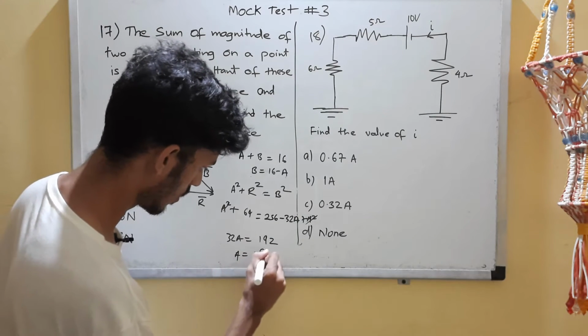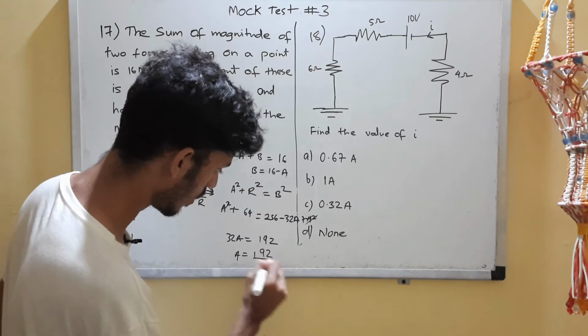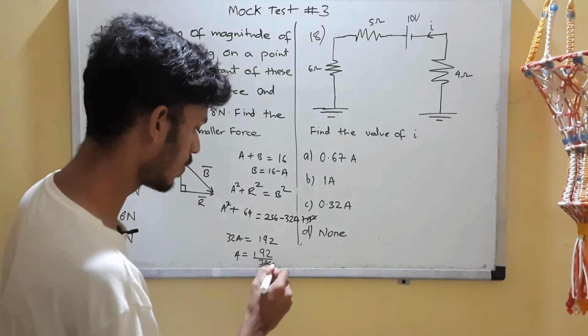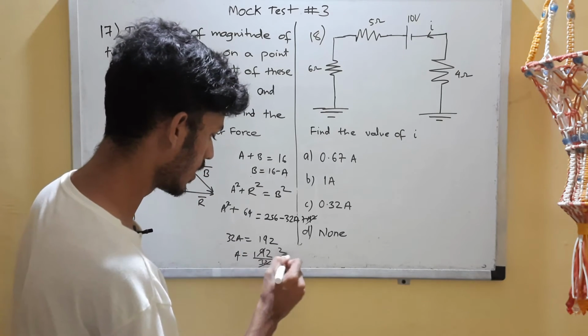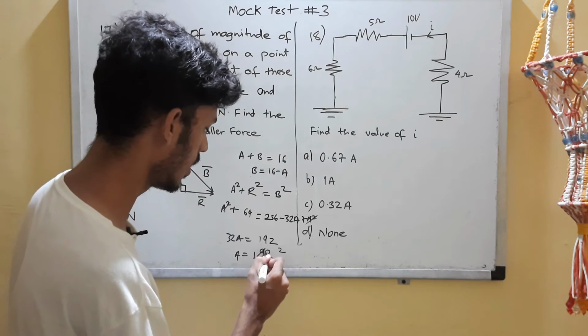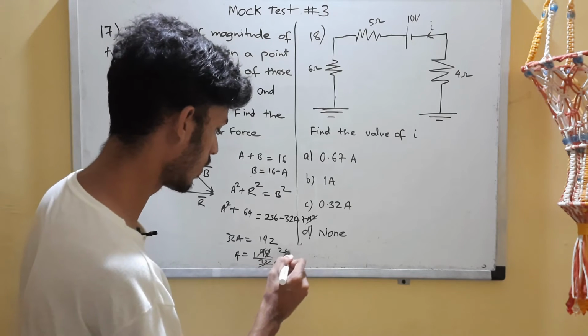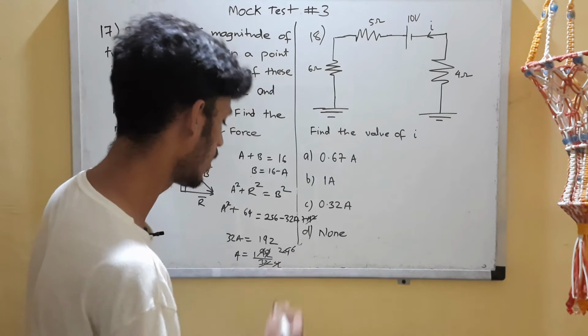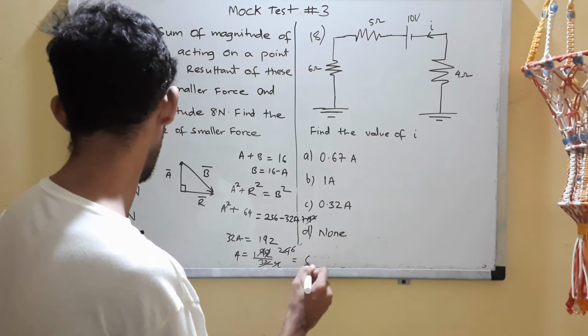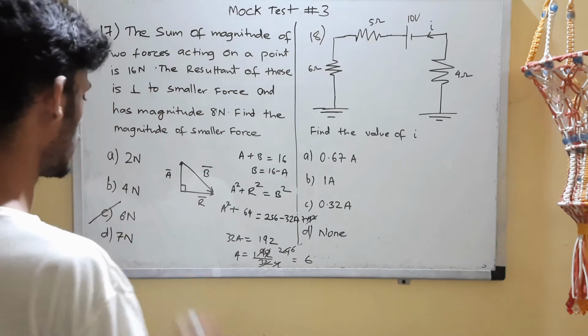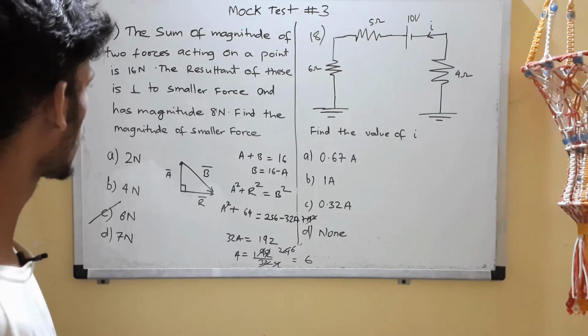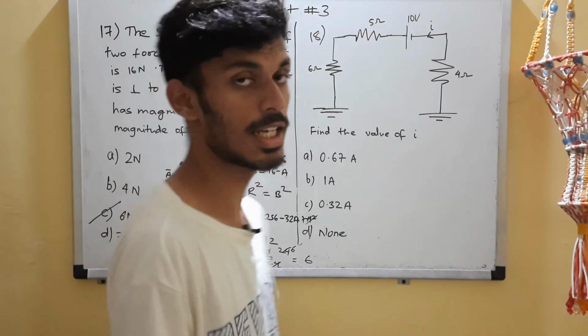Okay, I think these are divisible. 8 4s are 32, 8 2s are 16, 17, 18, 19, 8 4s are 32 again, 4 6s are 24. Okay, so the answer over here is 6 newtons. So the magnitude of the smaller force is 6 newtons.